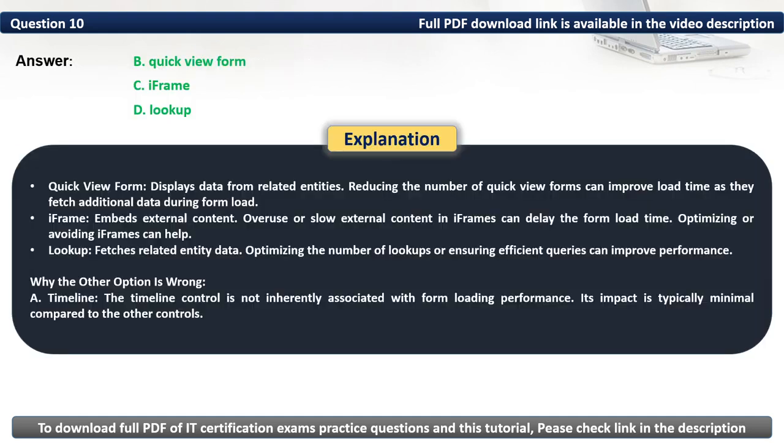Quick view form. It displays data from related entities. Reducing the number of quick view forms can improve load time as they fetch additional data during form load. Then we have iframe. It embeds external content. Overuse or slow external content in iframes can delay the form load time. Optimizing or avoiding iframes can help. Then we have lookup. It fetches related entity data. Optimizing the number of lookups or ensuring efficient queries can improve performance.